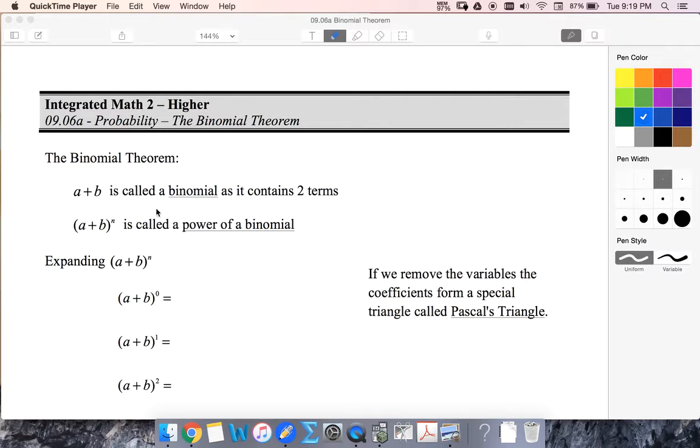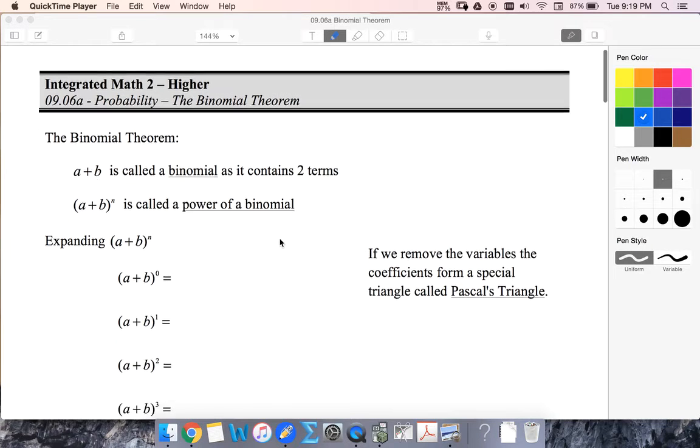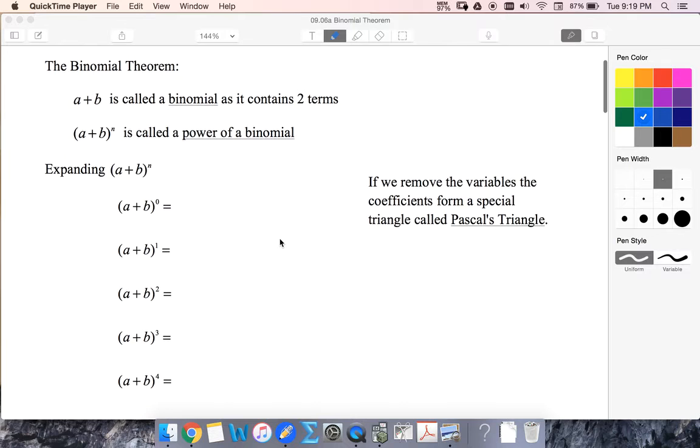So a plus b is a binomial because we've got two terms, and a plus b to the n power is a power of a binomial. So the first thing that I'd like you to do is expand all of these 5 items. So I'll start with you.